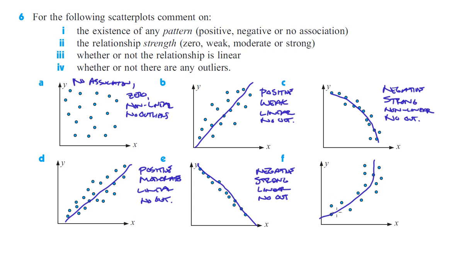This one here appears to be something like that. That would be positive. Okay, association there, it's pretty similar to this one, but more scattered out than that, so we'll go with moderate. Not linear because it's curved, and no outliers. Just to help out with one of these, if there was a point right here, that would be an outlier. They didn't give us anything like that anywhere in here, but that's what an outlier would look like. It'd be kind of way away from the rest of the data.